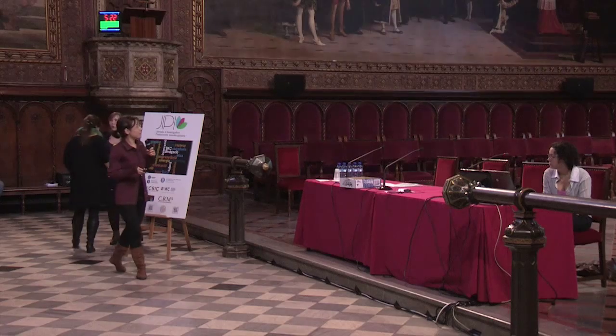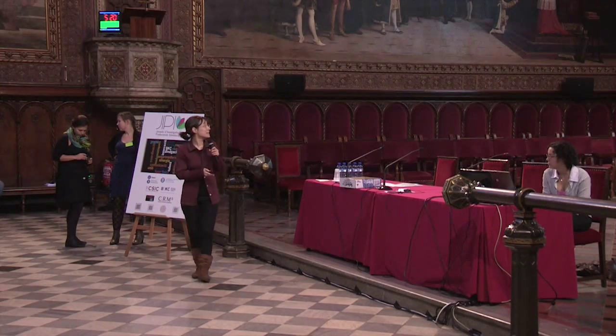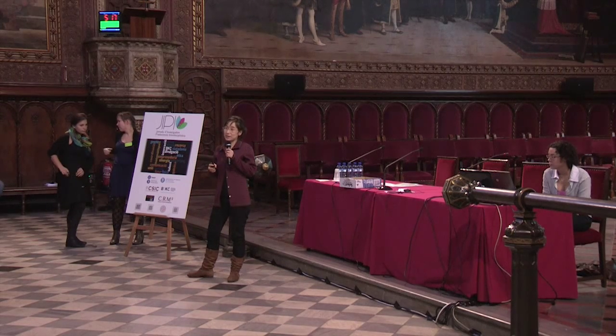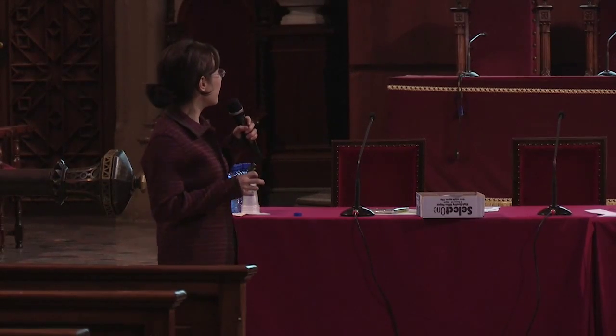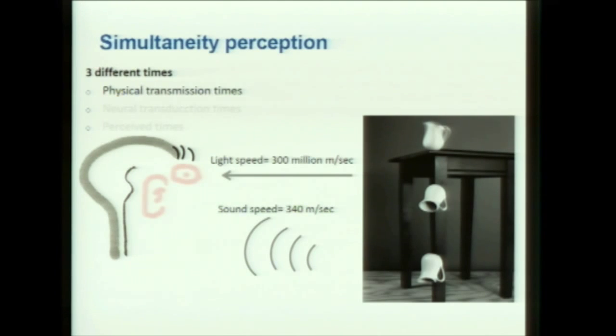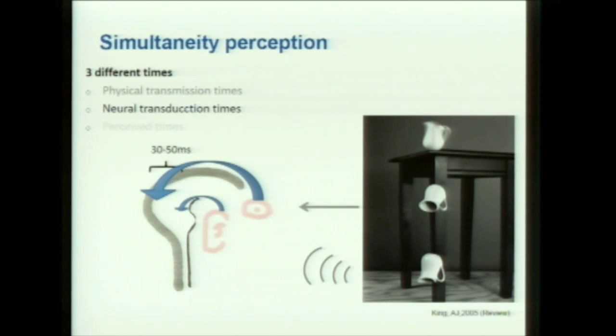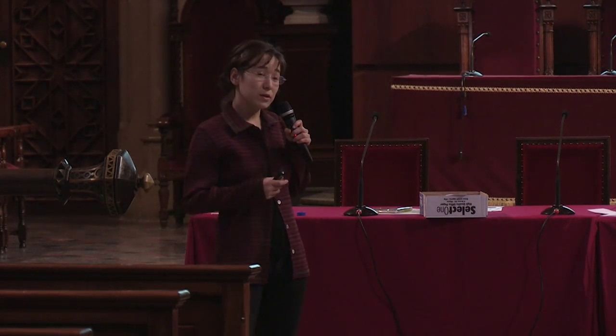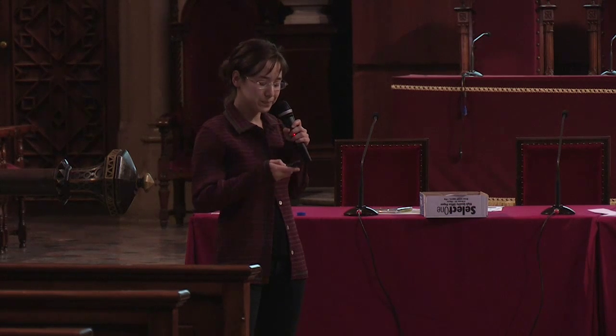So, another question we're interested in is how we combine audiovisual information in time. That is, for instance, how we combine the sound of a jar breaking with its visual information. But first, it's important to understand the concept of simultaneity. We have to differentiate between three different audiovisual timings. It's well known that physical transmission times and neural transduction times of a sound and a light are different. Overall, auditory information is processed around 30 milliseconds earlier than the visual one.